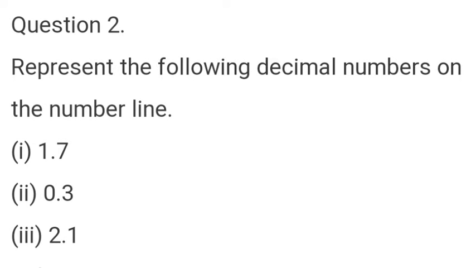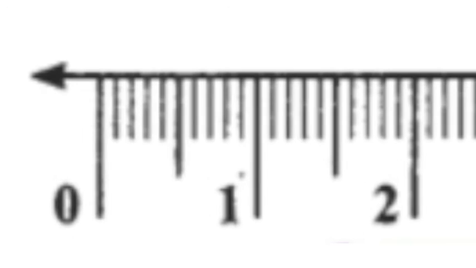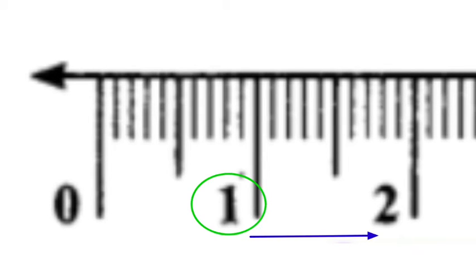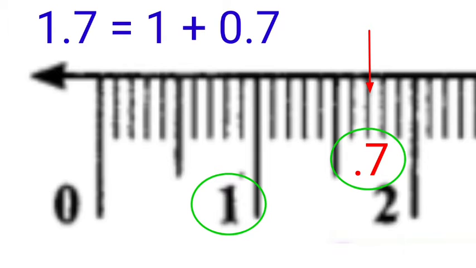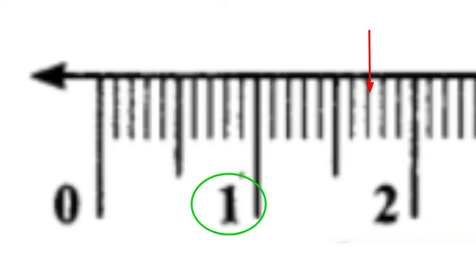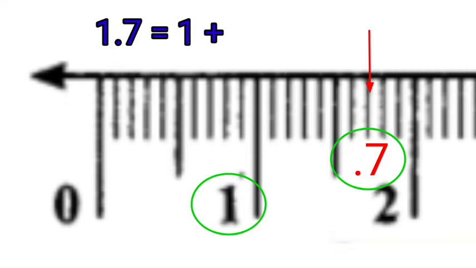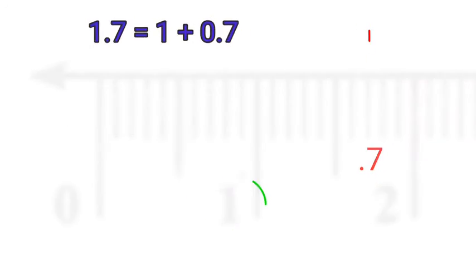Question number 2. Represent the following decimal numbers on the number line. We know that 1.7 is more than 1 but less than 2. There are 1 ones and 7 tenths in it. Divide the unit length between 1 and 2 on the number line into 10 equal parts and take 7 parts, which represents 1.7 is equal to 1 plus 0.7.